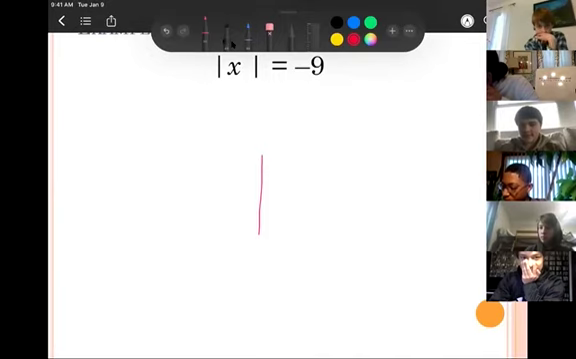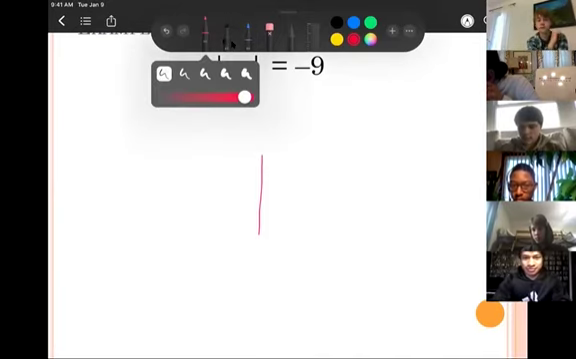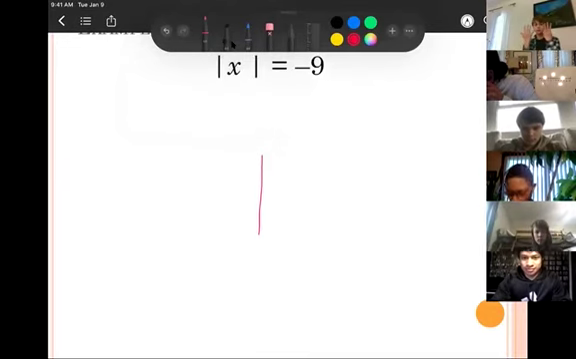Yes, Emily, are we only solving the equation? Yeah, we're solving this equation right now. All right. Yeah.